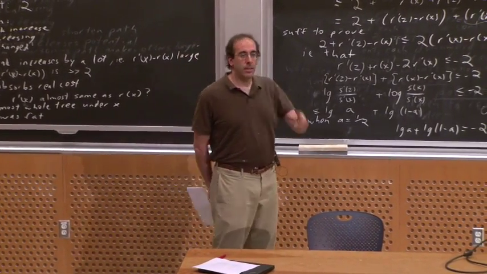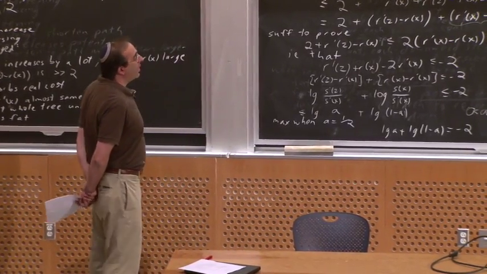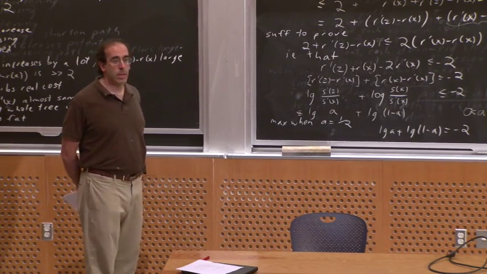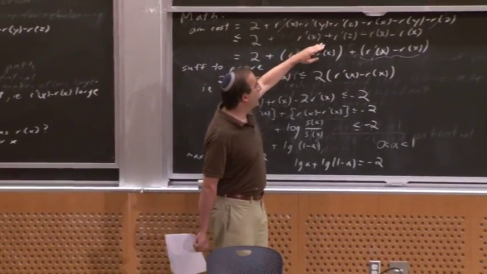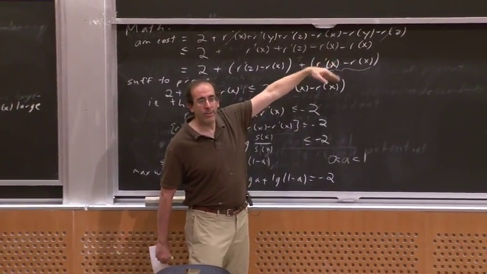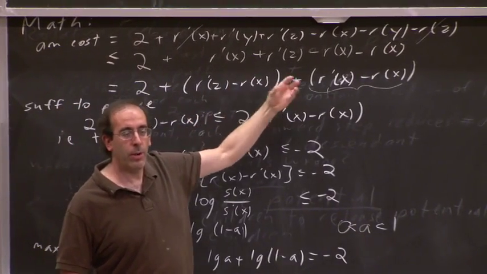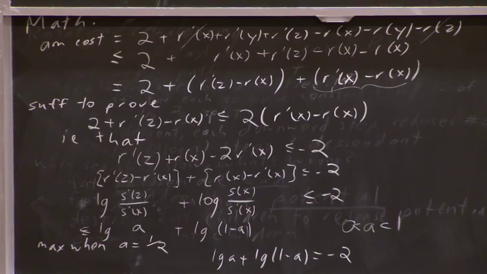Okay. Yes? Why did we ignore the weight of y? Well, we are ignoring the weight of y, but in the sense that we're analyzing upper bounds that include the weight of y. In other words, when we replaced r of y by r of x and took an upper bound, we're not ignoring the weight of y. We're just getting y itself out of the equation by looking at an upper bound instead.